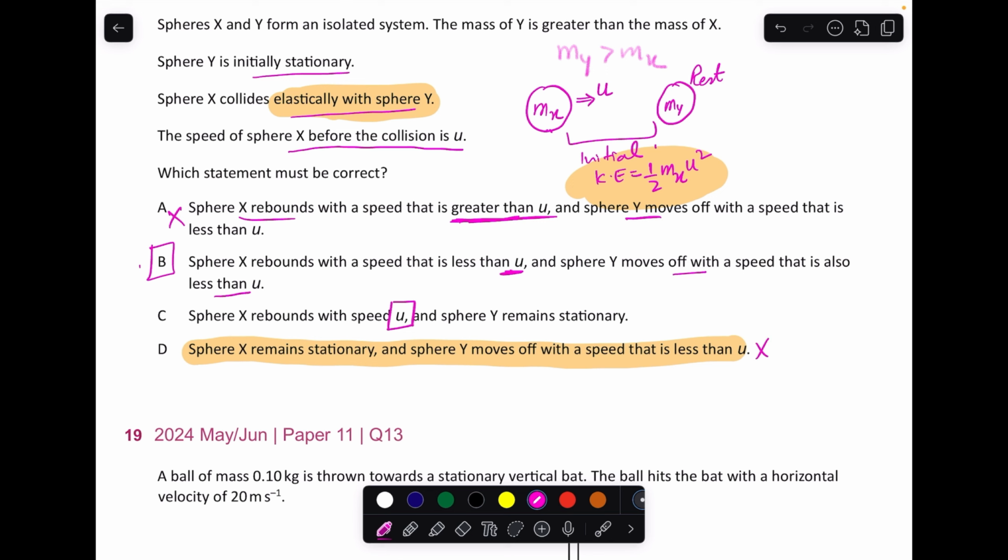I guess I mistakenly said the opposite at the start. It is an inelastic collision, so kinetic energy at the end should be less than at the start. So B is the right option. Why? Because some of the kinetic energy is of X, which will be less than the initial, and some is of Y, which is also less than the initial. So the B option is correct.